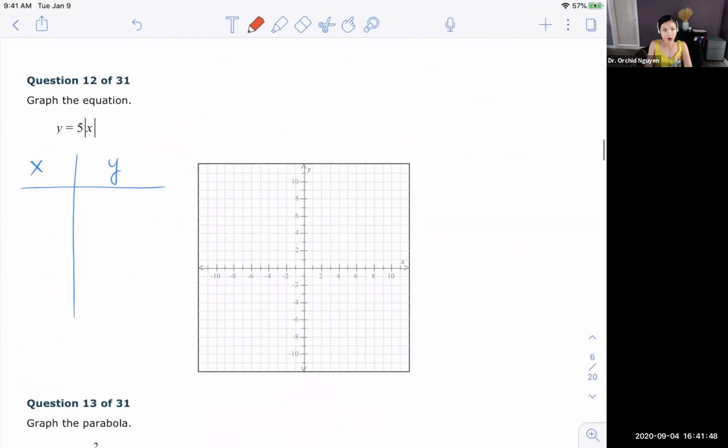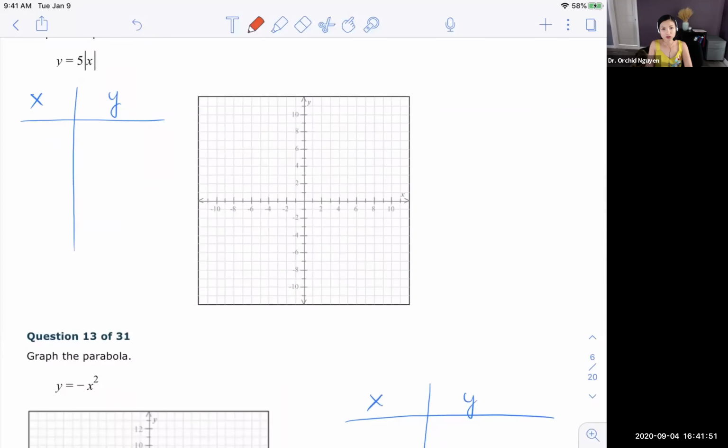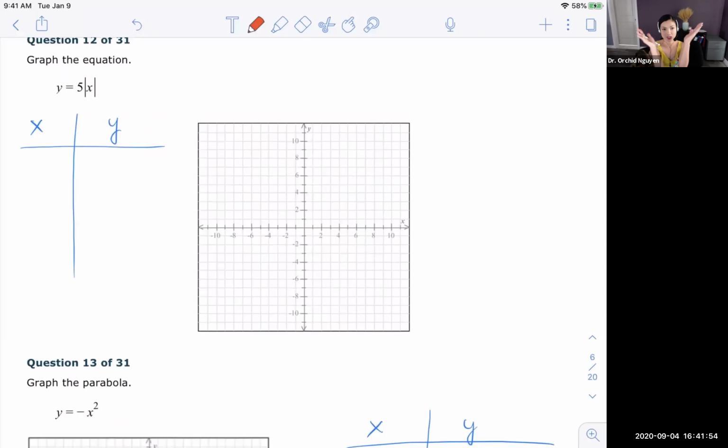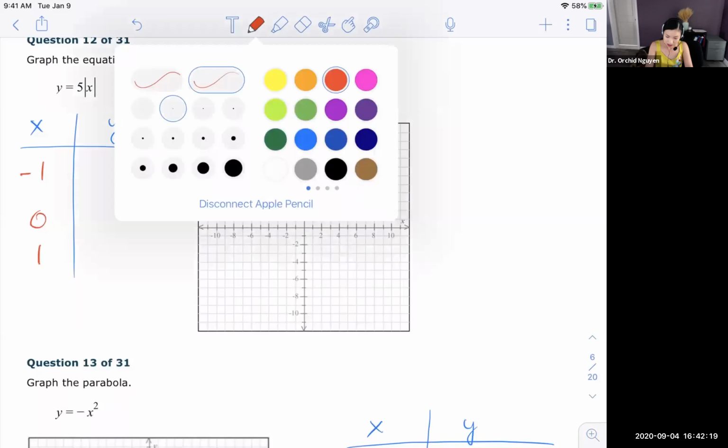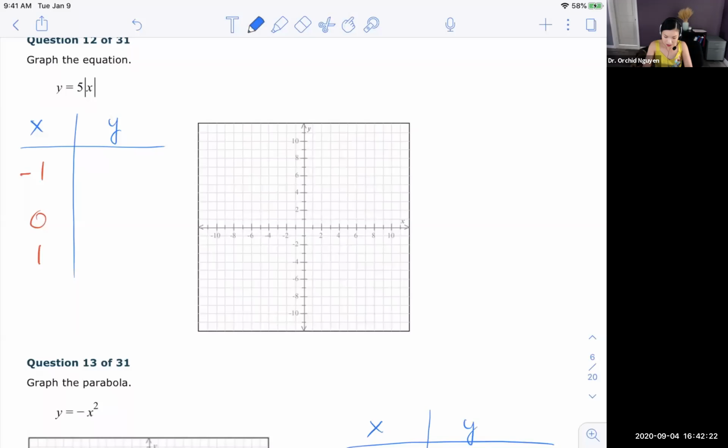All right, now if we graph a different function like the absolute value function, hopefully you still remember the absolute value function is a V shape. In this case, I'm just going to plot some points. It's always helpful if you pick a negative, a positive, and a zero. So I'm going to pick negative 1, 0 and 1. You can pick 2 if you want, but 2 times 5 is going to be 10, it's kind of big. So negative 1, you plug it in, you get 5. 0, you plug it in, you get 0. And 1, you plug it in, you get 5.